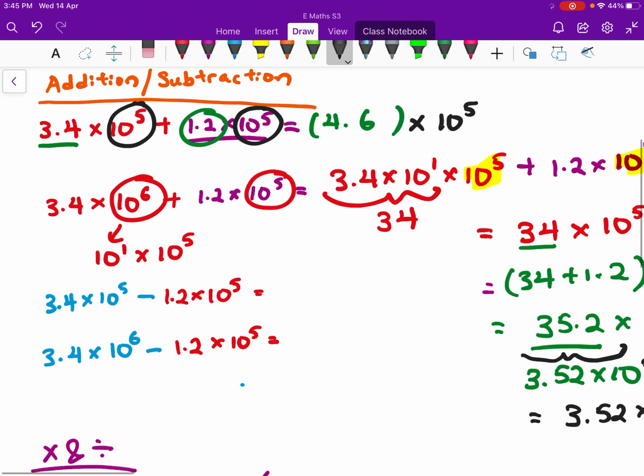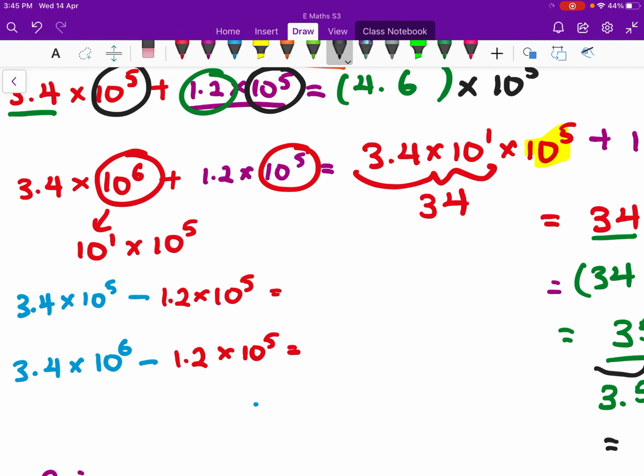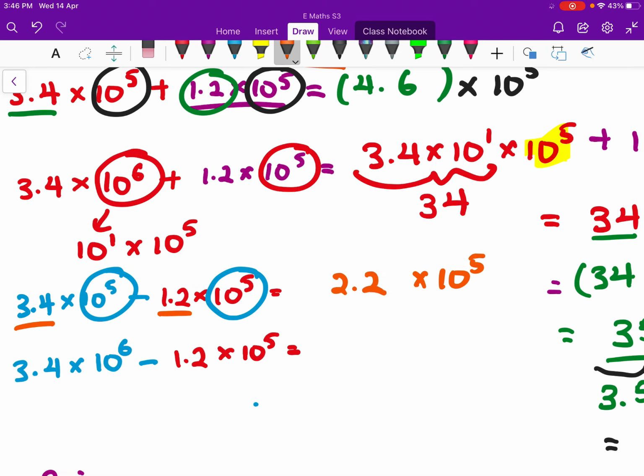So let's go to subtraction. Subtraction is the same thing. You make sure that the standard form is the same, 10 to the power 5. So you just put 10 to the power 5 and the number minus the number. So 3.4 minus 1.2 is about 2.2. So you just write 2.2 here.